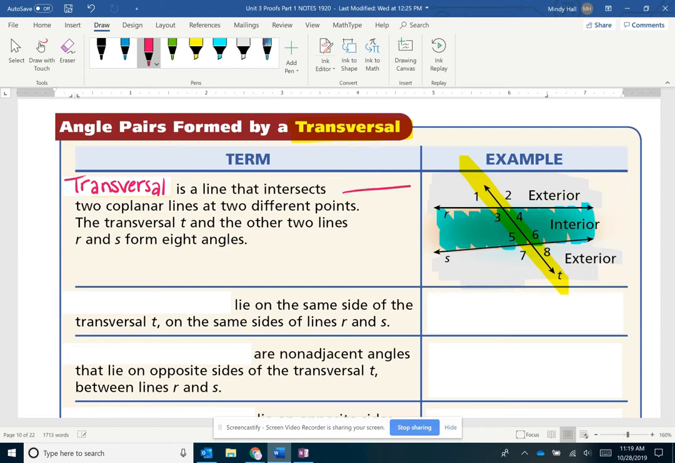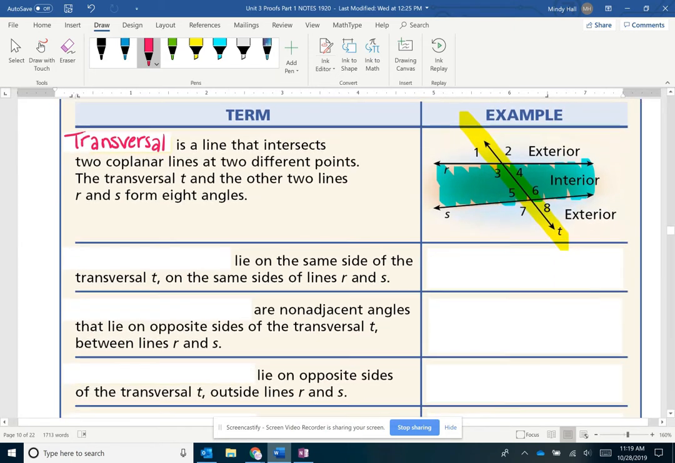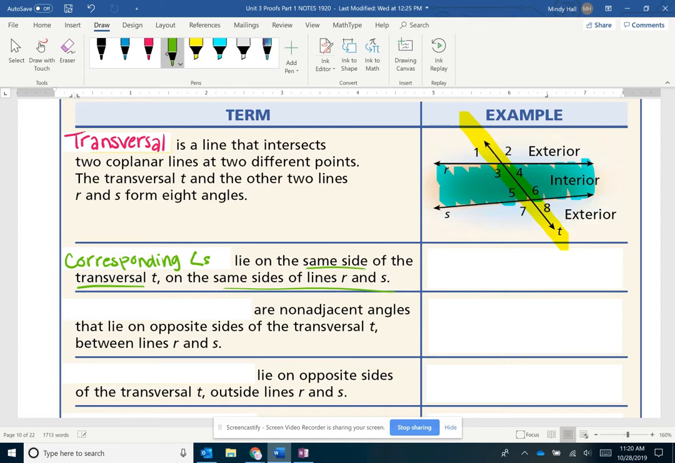Okay, so in this case, it is this yellow line right there. Then we have angles that lie on the same side of the transversal and on the same side of the lines. These are known as corresponding angles. Like it says, they're on the same side of the transversal and the same side of the line. So if I'm at angle 1, my corresponding angle is going to be above the line and to the left of the transversal.